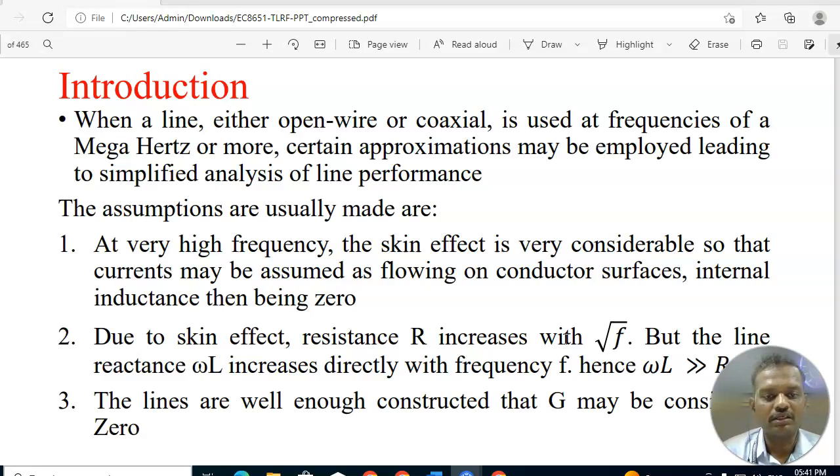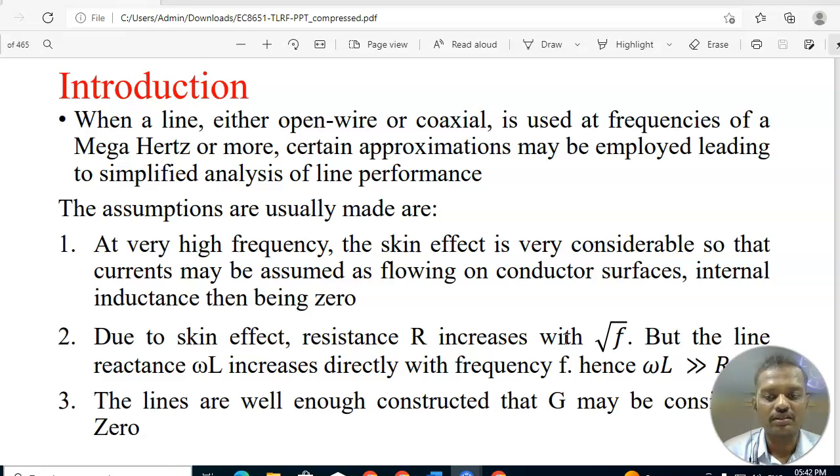Then, due to the skin effect, the resistance increases with decrease of frequency, but the reactance omega L increases with frequency. Hence omega L is greater than or equal to R. This is the second condition. The third condition is that G may be considered 0, where G is the conductance. So R, L, C, G are the four primary constants in a transmission line.